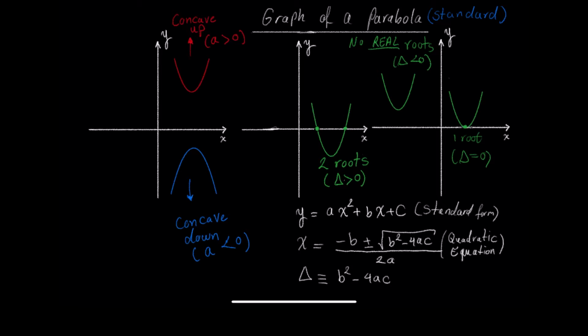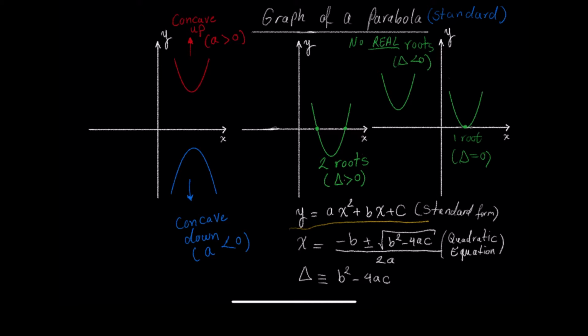In this lesson, we're going to be talking about the graphical aspect of a parabola using its standard form of the equation. So the standard form of the equation of a parabola is right here, y equals ax squared plus bx plus c. And we're going to explore what that means in terms of the graph.